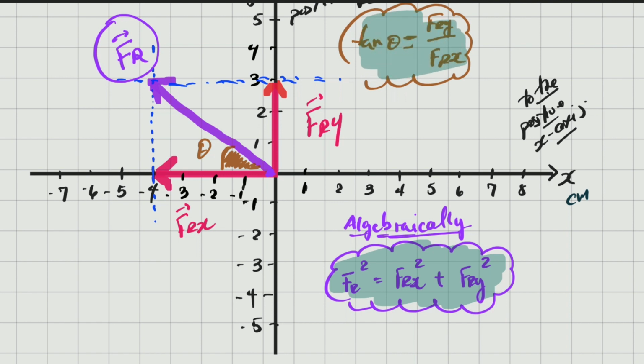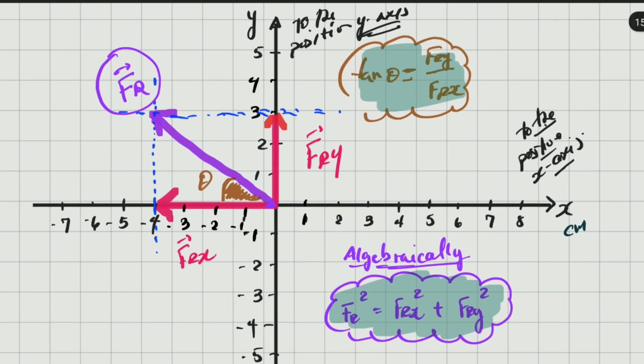So this is one way of calculating the direction of that specific vector, right? But there are others. You can use sin, you can use cos. I'm not going to write all of them because I know you can do that. And this is how to calculate the direction and the magnitude of the vector algebraically.